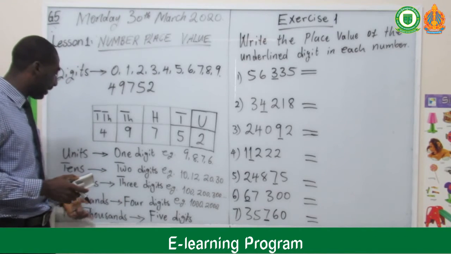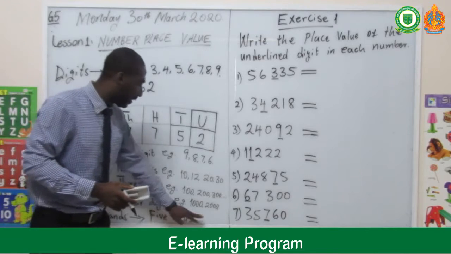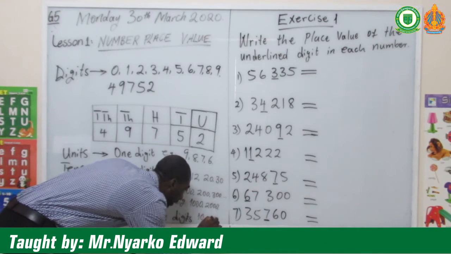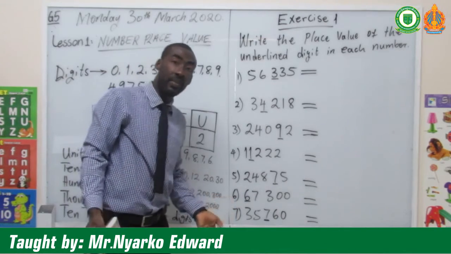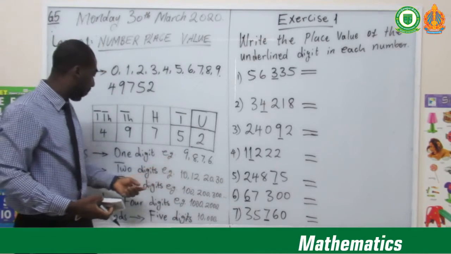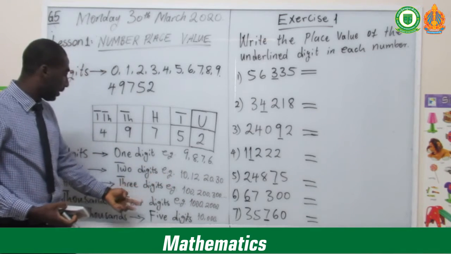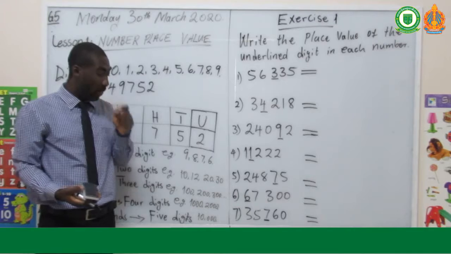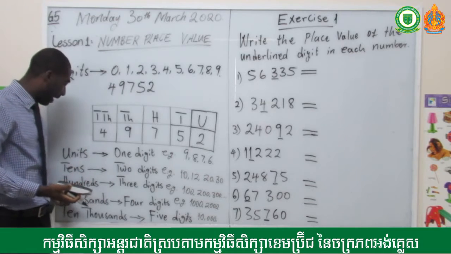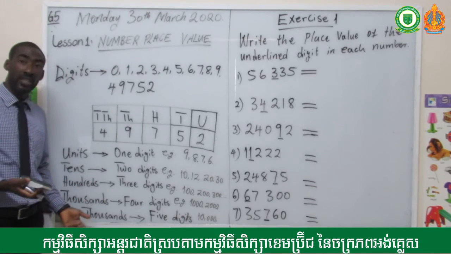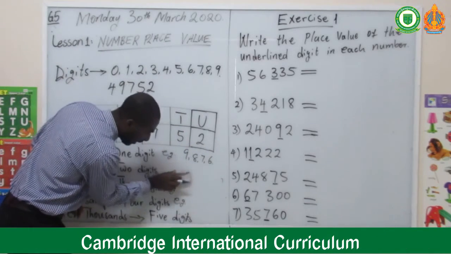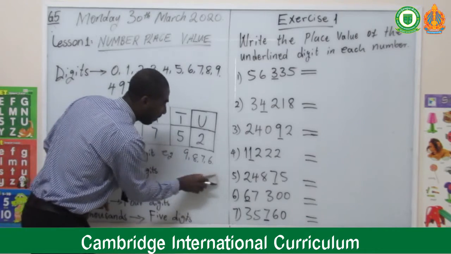Now, the last one is 10,000, which forms 5 digits. With 5 digits, you have your 10,000, and then you have 20,000, you have 30,000, and then it continues like that. So these are examples of 1 digit numbers, 2 digit numbers, and 3 digits up to your 5 digits. I believe that, guys, you know the difference between your units, your tens, your hundreds, your thousands, and your 10,000s. Okay.